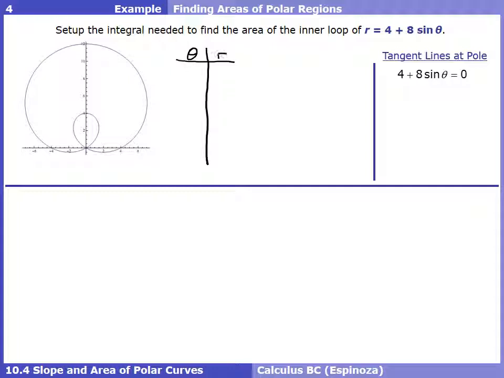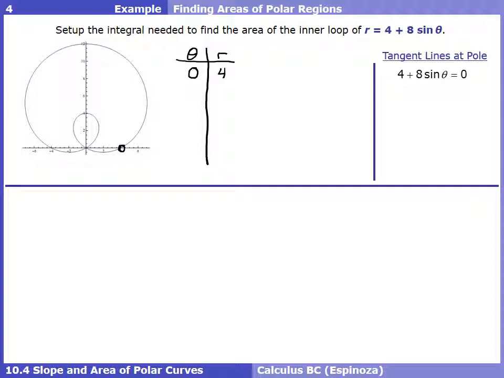I'm going to pick some thetas and figure out what the r is that corresponds to that. So the first angle I'm going to pick is, of course, 0. If I plug in 0 to my function, I'll end up with a 4, so you can see our graph is starting right here at 4.